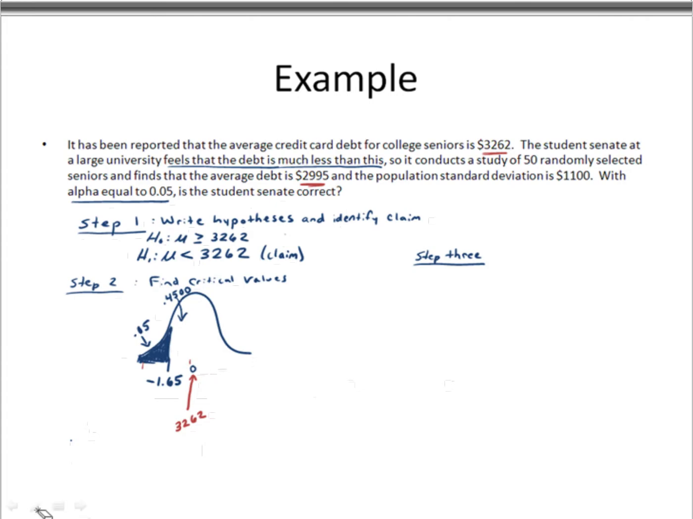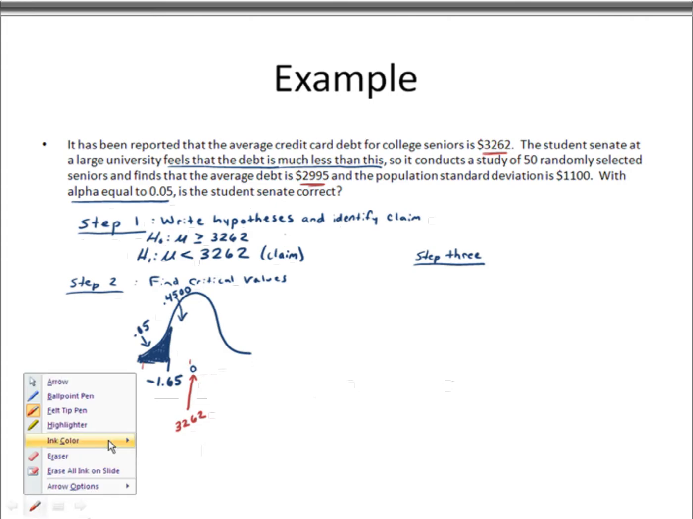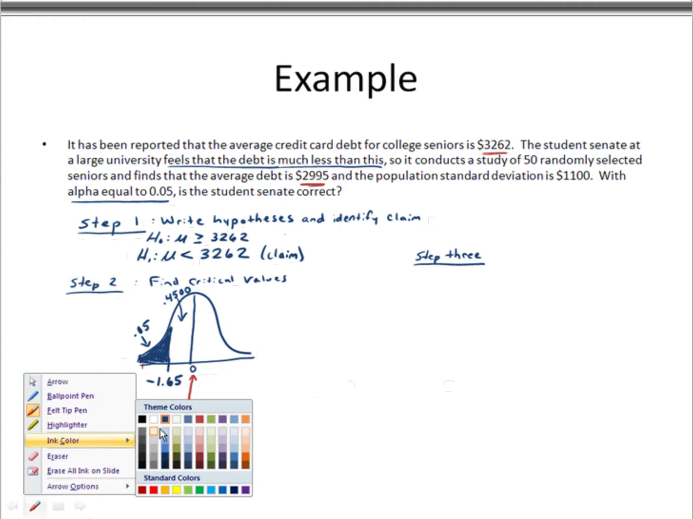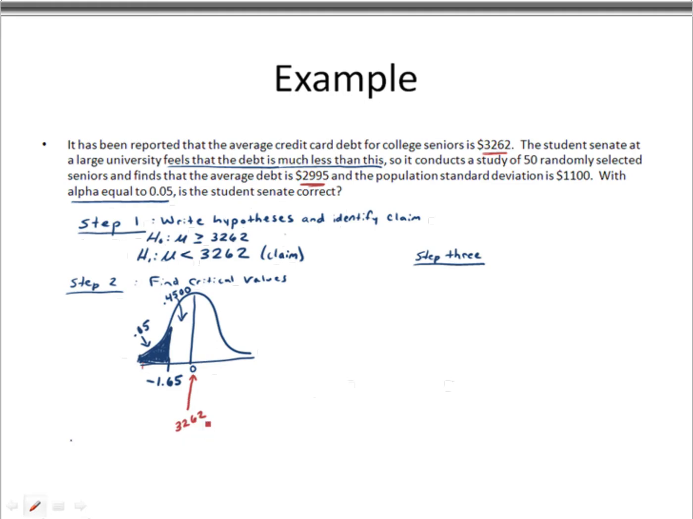Okay, so what I need to do is I need to figure out this 2995, where is it on the curve? Is it somewhere over here where it's just basically less but not significantly less, or is it way over here where we would say it was significantly less? So basically I've got to figure out the 2995, where is it in relation to this 1.65?